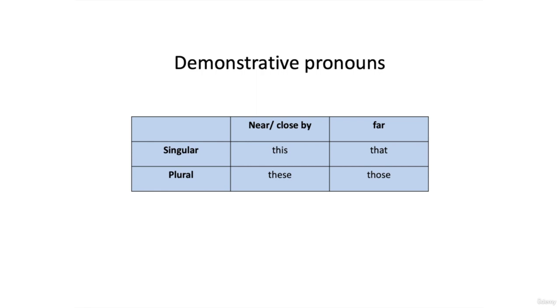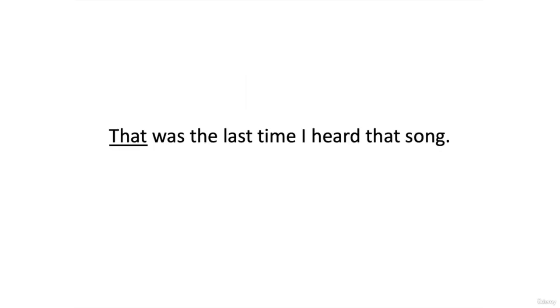To indicate one or more things that are far in distance or time, we use the pronouns that and those. All 4 of these demonstrative pronouns can be used before a noun or instead of a noun. For example, that was the last time I heard that song. All right, your turn. Can you fill in the gaps?